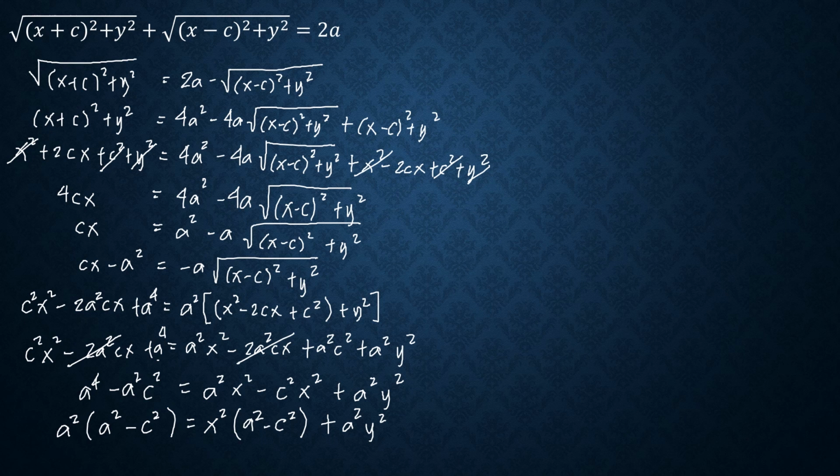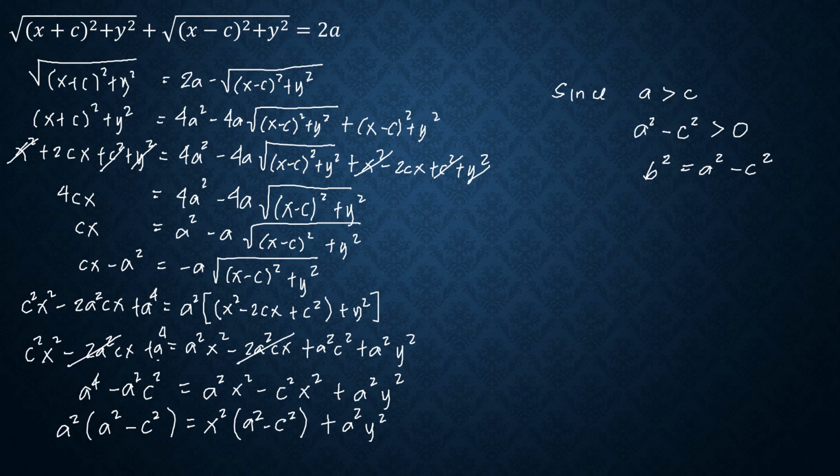Now we will be needing another variable to represent a squared minus c squared. Since a is greater than c, a squared minus c squared is greater than 0. Since a squared minus c squared is greater than 0, we can use another variable to be equal to a squared minus c squared, and let us use b squared.